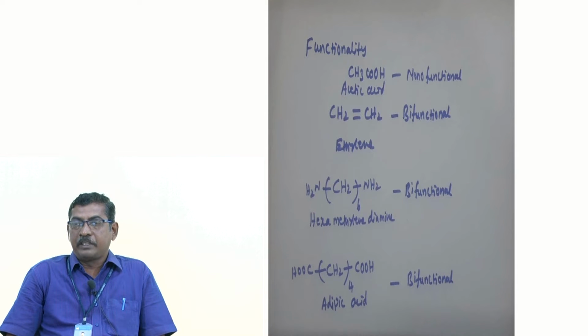Another example is the adipic acid monomer. In adipic acid, the molecular formula is HOOC (CH2)4 COOH. The functional group is the carboxylic acid group. Adipic acid contains two COOH groups, so it is bifunctional. So the number of bonding sites or reacting sites present in a particular monomer is called functionality. It may be a monofunctional, difunctional or trifunctional monomer.